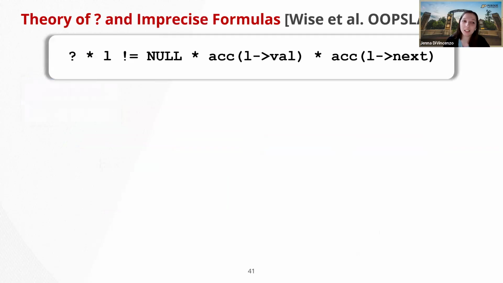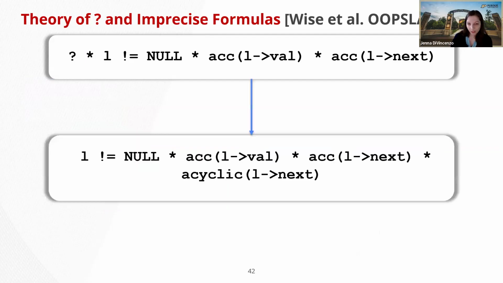Okay, so let's talk about the theory of question mark. Remember in our verification context that we just talked about, we call these imprecise formulas. So any formula with question mark is considered an imprecise formula. We have some unknown information we don't know about. And what we're doing is allowing this imprecise formula to represent a fully precise formula with more information, specifically in this case the information we needed for static verification to proceed successfully.